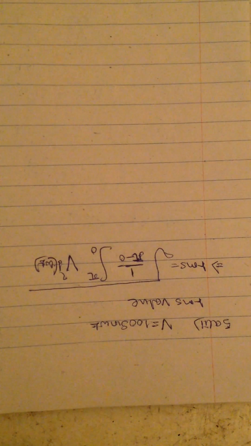So the formula, you have RMS is equal to, this one starts with the square root. We have something like this, the square root of 1 over pi minus 0, the integral from 0 to pi. Here, instead of just writing our v, it is v squared d omega t. So this is our main formula we're going to be using.